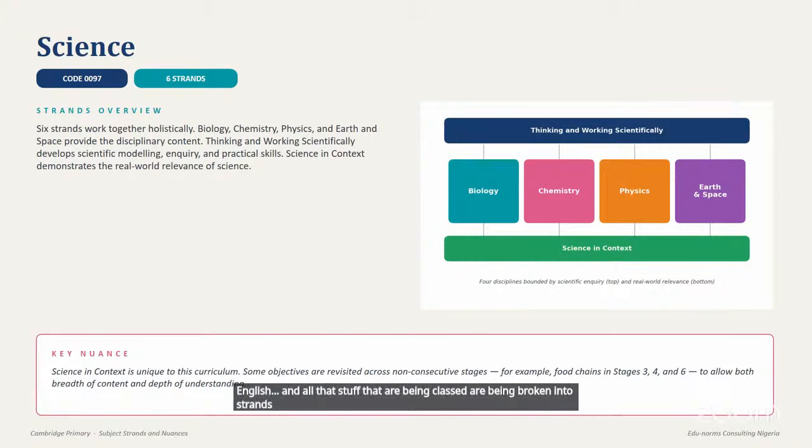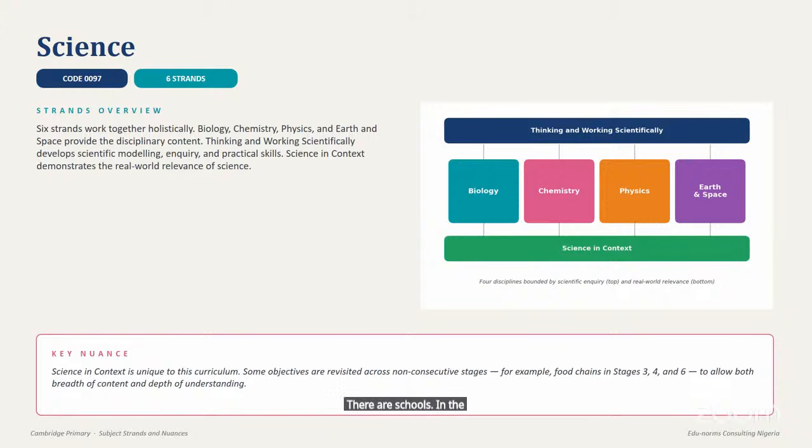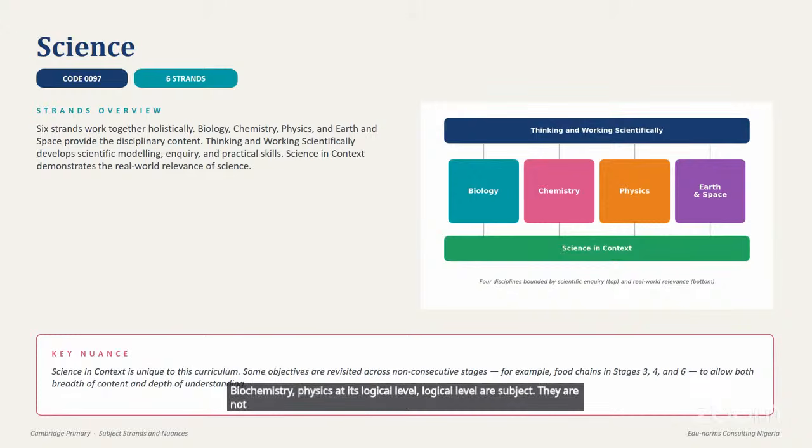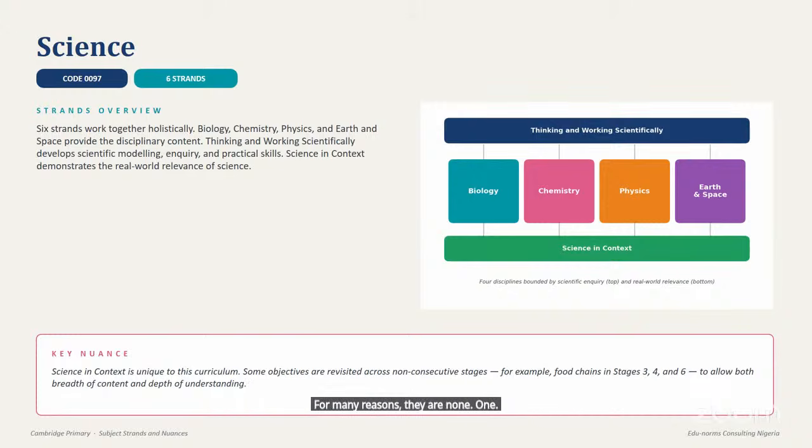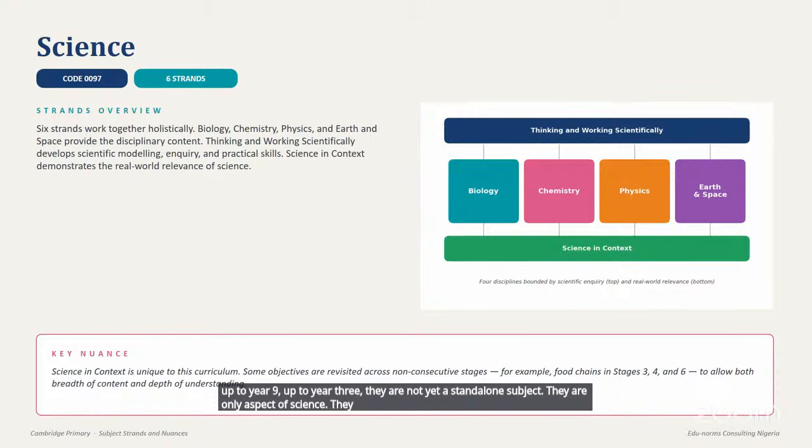There are schools, in the name of physics or in the name of ignorance, that teach biology, chemistry, physics at this lower secondary level as subjects. They are not. For many reasons, they are not. One, the owner of the framework says at the level of up to year 9, up to GS3, they are not yet a standalone subject. They are only aspects of science. They are not subjects. Therefore, you don't teach them separately.